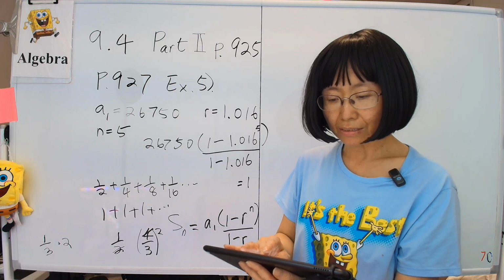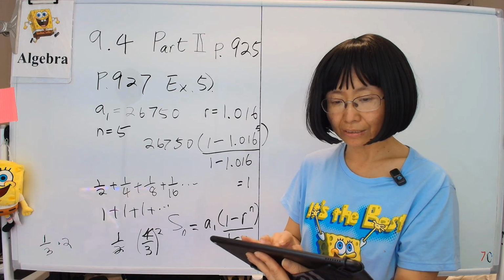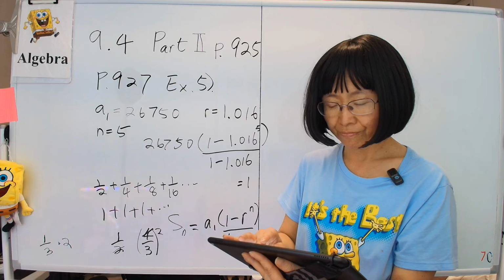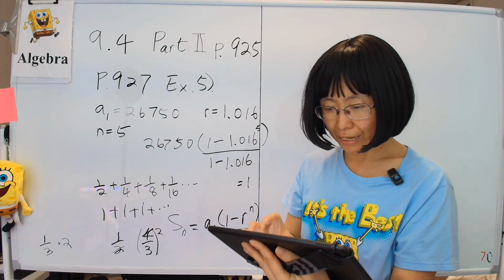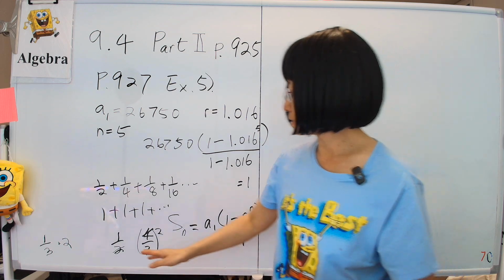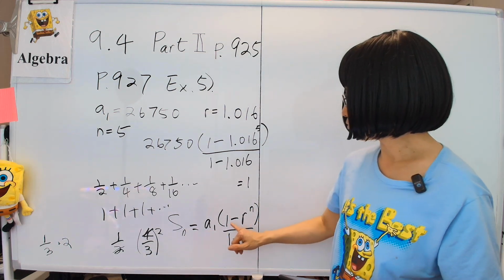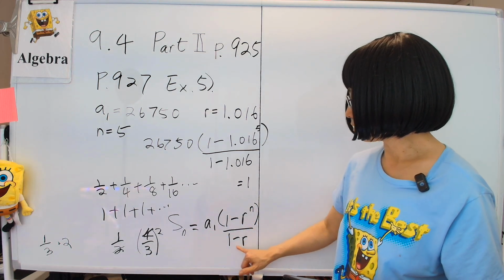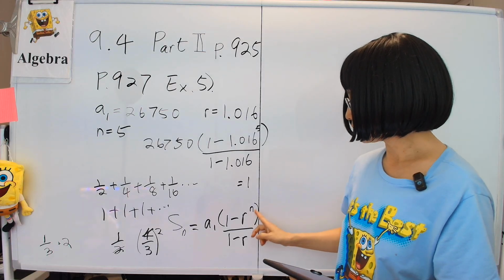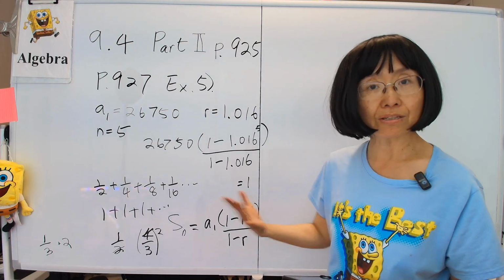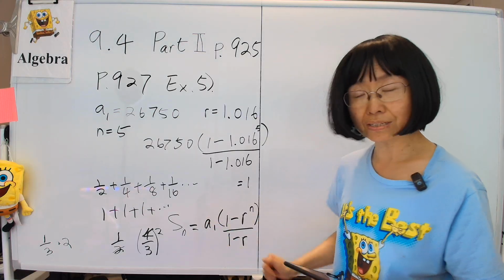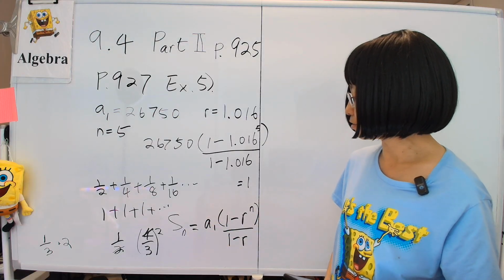Now next, let's look at the bottom of the page. We are now on page 928. At the bottom of the page, we have something that's interesting to think about. Now this is Sn, which is (1 minus r to the power n) over (1 minus r). Now how do we calculate the sum of the infinite series? Then we have to let n go to infinity.